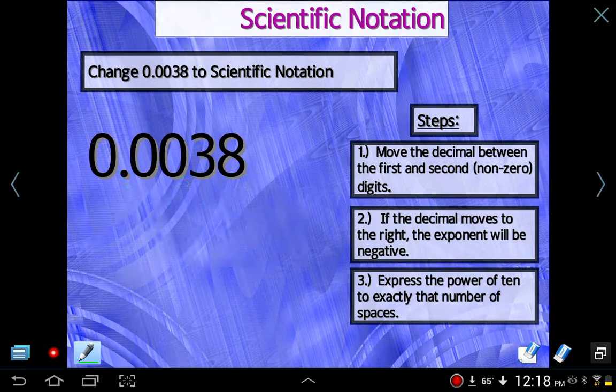So I'm going to move it over 1, 2, 3. Okay, 3.8 is in between 1 and 10. 3.8 is greater than 1, less than 10. Times 10. Now the power depends on how far the decimal moved. So the decimal moved 3 places to the right, so I'm going to put a 3 there. But it's not going to be positive 3, it's going to be negative 3. Let me clean this up a little bit.